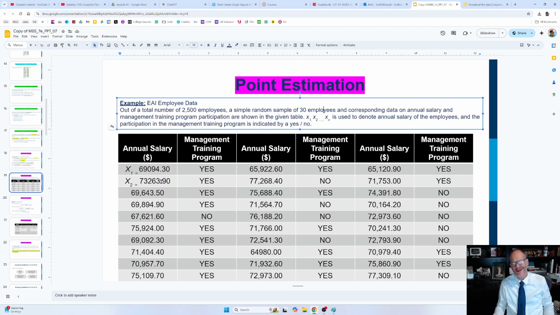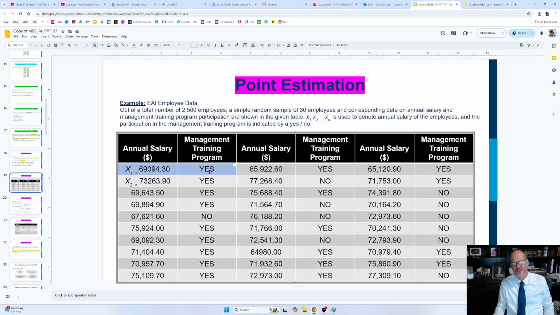And there are two fields, right? There are two elements. For each element, there are two characteristics of interest, which we're looking at. And it's annual salary and management training program. So here are the first 10 elements. Here are the next 10 elements. And then here are the next 10 elements. You can see that each of these columns, annual salary and management training program, repeats.